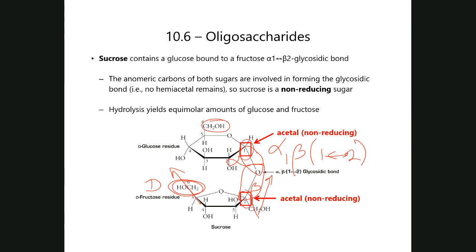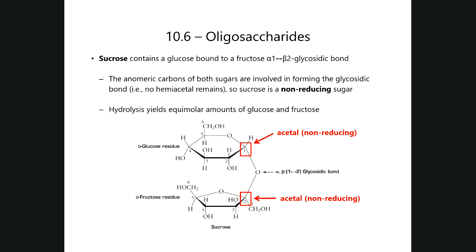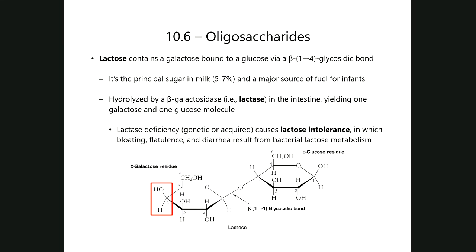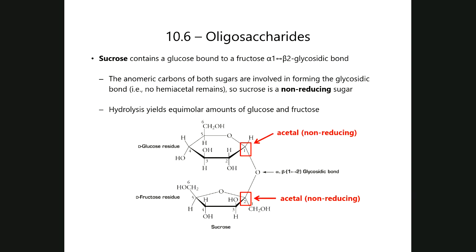Okay? Because there's no reducing end in this structure, given that both hemiacetals have been taken away, if you go back to all of these ones that we've been looking at, lactose still has a hemiacetal. This is a reducing end, right? This exhibits mutarotation. It can open and close back and forth, because it has an OH there. But in the case of fructose, they're gone. They're both gone.